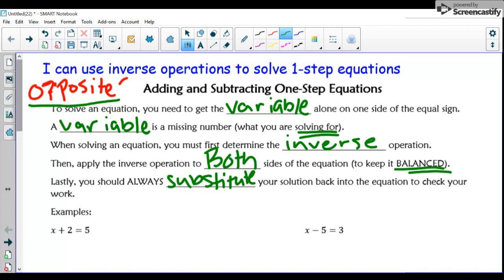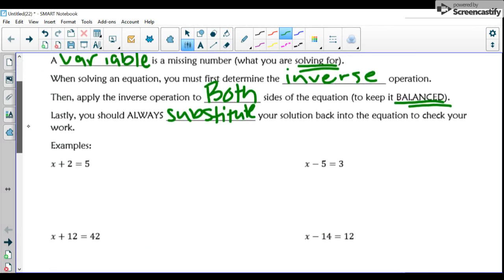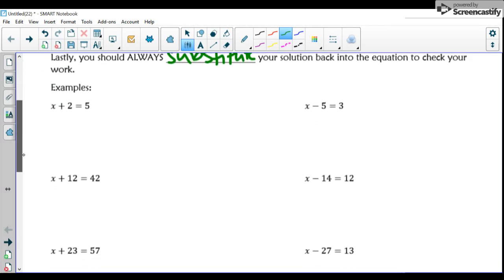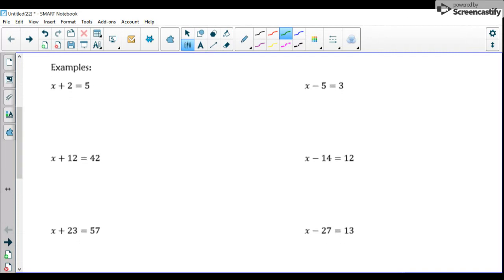All right, so that's the notes part. So let's go ahead and move on with the examples. At this point, if you need to pause the video so that you can go over the notes, then you may do so. Otherwise, just keep it playing.